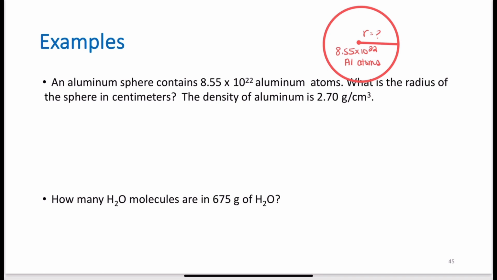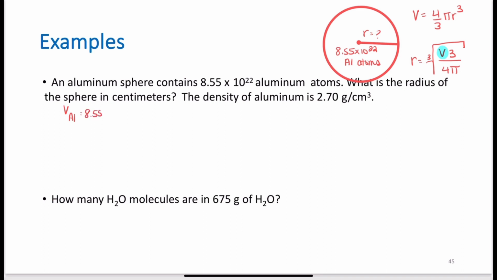If I have a sphere, I know volume is equal to 4/3 pi r cubed. I'm trying to find R, right? So R would be equal to V times 3 divided by 4 pi, and I'm going to take the cube root of that value. So what this is telling me is I really need to find my volume. I know how many atoms I have. I need to use that information to find the volume of the sphere. So let's solve for that first: the volume of aluminum in that sphere.